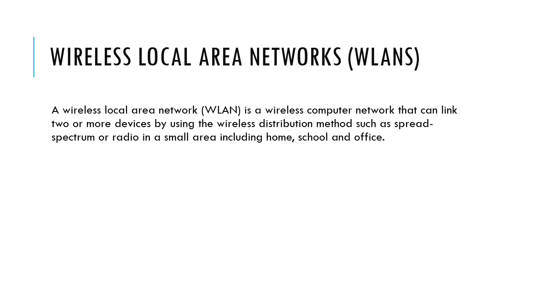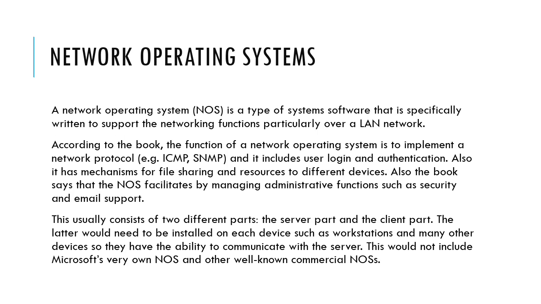So wireless local area networks. So this is the wireless one. This is not WAN, but it's wireless. So it is a wireless computer network that can link 2 or more devices by using wireless distribution methods like spread spectrum or radio in a small area, including home, school and office.